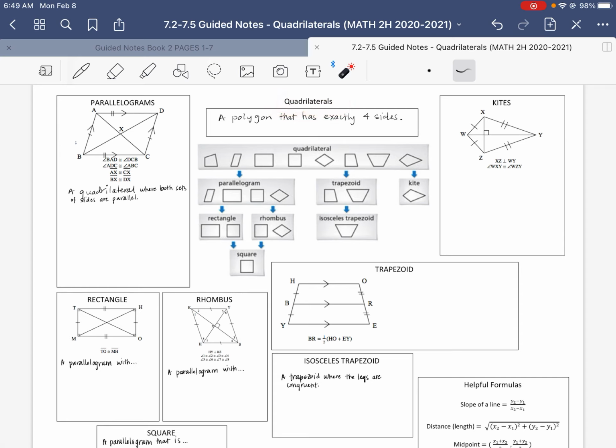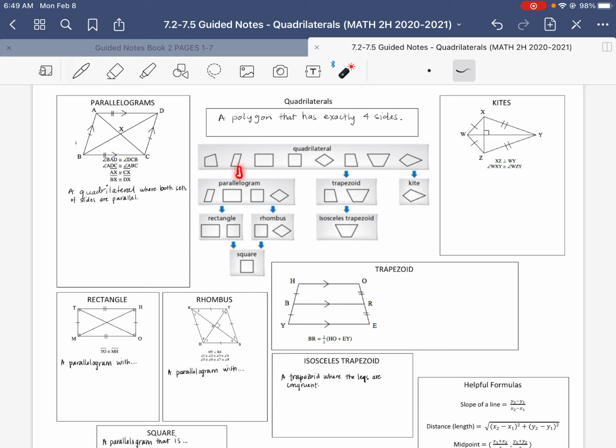So remember, a quadrilateral is a polygon that has exactly 4 sides. So any polygon with 4 sides we call a quadrilateral. This is kind of the flow chart. So here's a bunch of different types of quadrilaterals that you can see here. And then there's different special types.